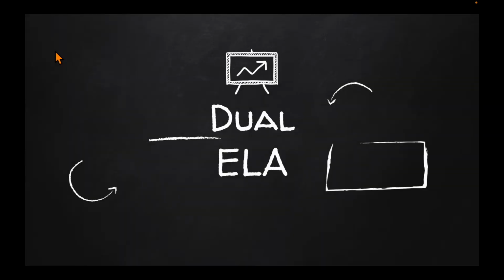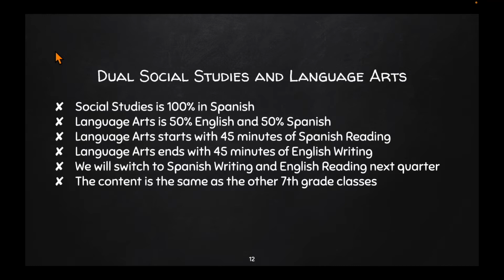We also have dual ELA in 7th grade. For dual, it is the same class for social studies and language arts. Social studies is taught 100% in Spanish. Language arts is 50% English and 50% Spanish. Language arts starts with 45 minutes of Spanish reading, and then it ends with 45 minutes of English writing. We will switch to Spanish writing and English reading next quarter, so they will flip-flop.